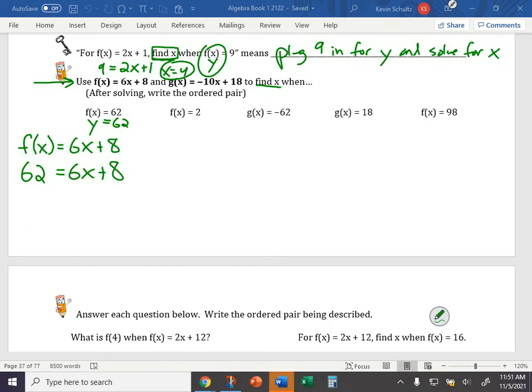You should see how this is different from what we did up above. Up above, you plugged in for x and solved for y. Here you are plugging your given value in for y and solving for x. Two-step equation to solve here. Subtract 8 from both sides. We would get 54 equals 6x. Divide by 6, and we get an x value of 9.